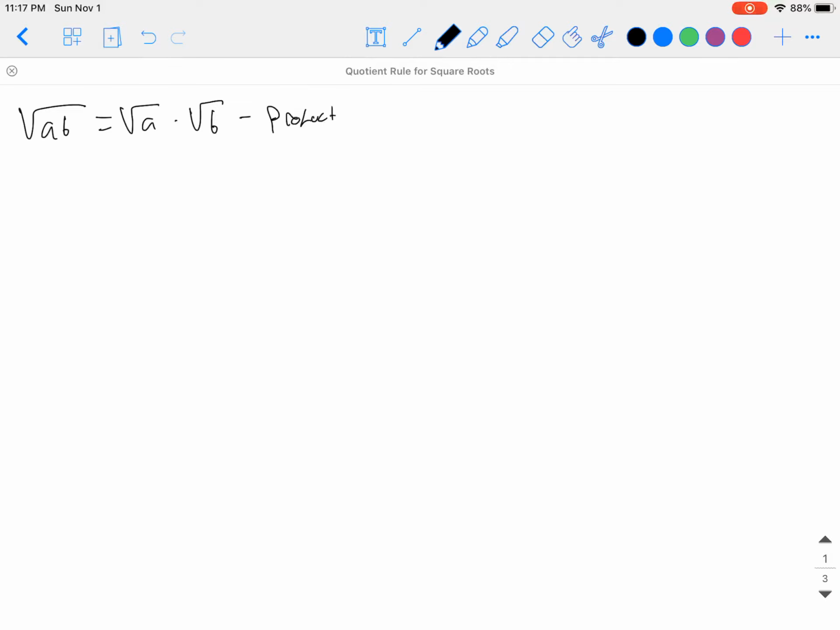This time we're going to be dealing with square roots of the form a over b. And again, similar to the product rule, this is equal to the square root of a divided by the square root of b, and here is the quotient rule. Alright, so let's go ahead and get into a few examples we have for today.